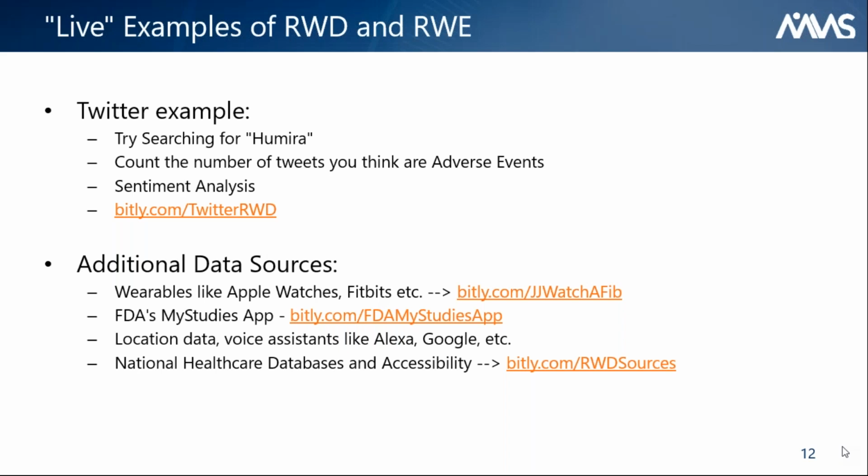It can get better than that, right? We have location data, which can be used for socioeconomic purposes. And now we have a ton of data from voice assistants like Alexa and Google. The final link is the National Healthcare Databases and Accessibility. This is very informative. It has databases from multiple different countries: Japan, Denmark, US, Canada, and how to access them. There is a process to access those databases. This link has everything.